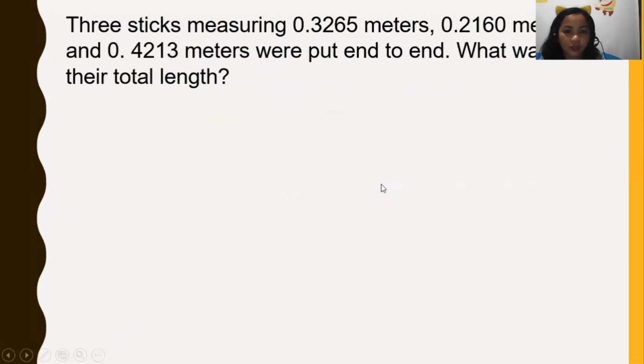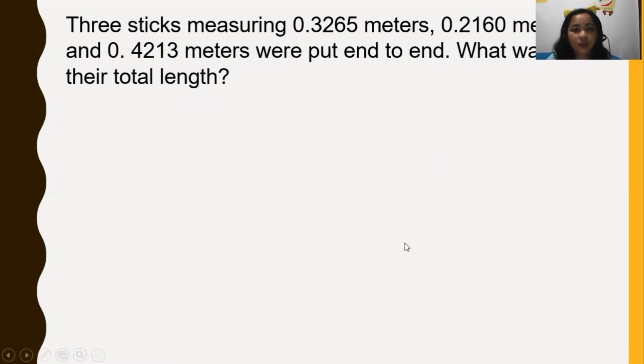So now, let's go to the next. 3 sticks measuring 3,265 meters and 2,160/10,000 meters and 4,213/10,000 meters were put end to end. What is their total length? Total length, ibig sabihin, pag sinabing total, addition lamang.